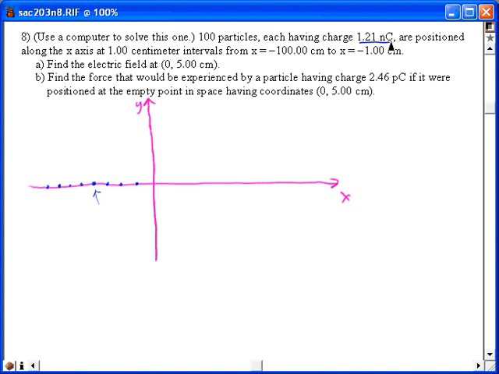They've all got the same charge. Q equals 1.21 nanocoulombs, where nano means times 10 to the minus 9th.